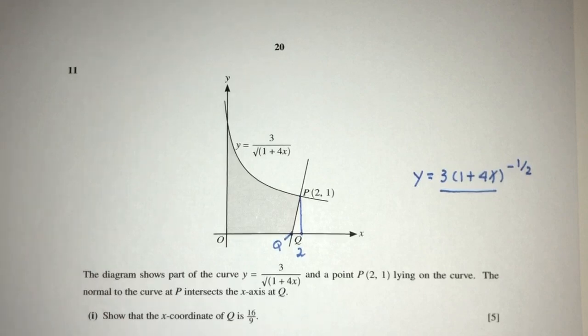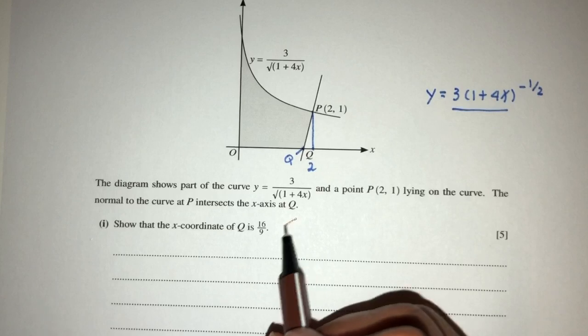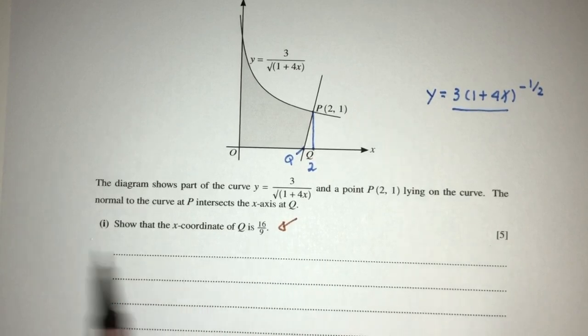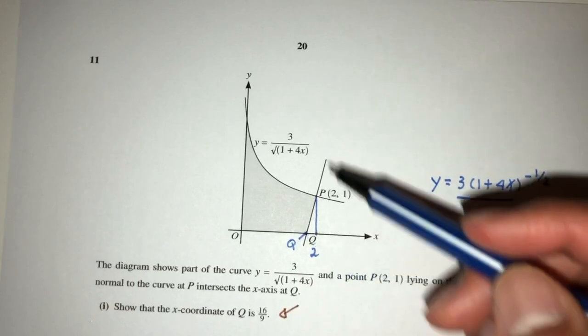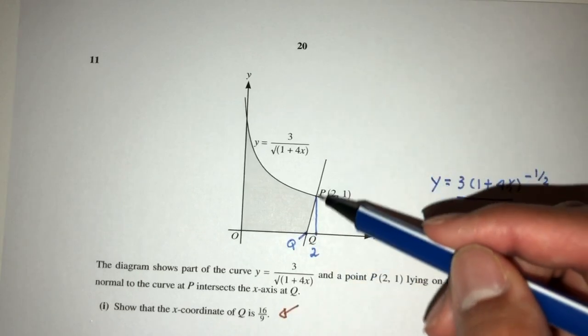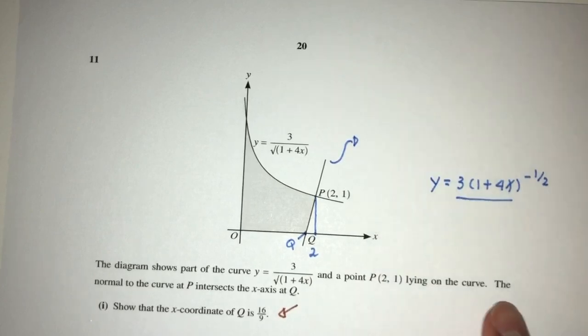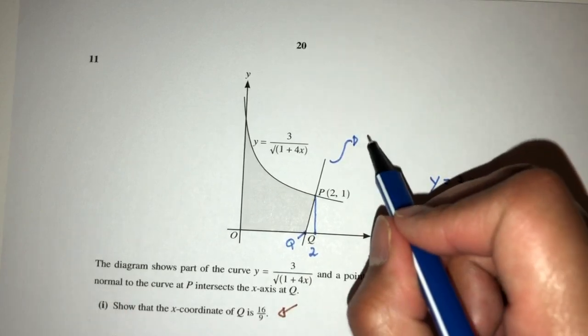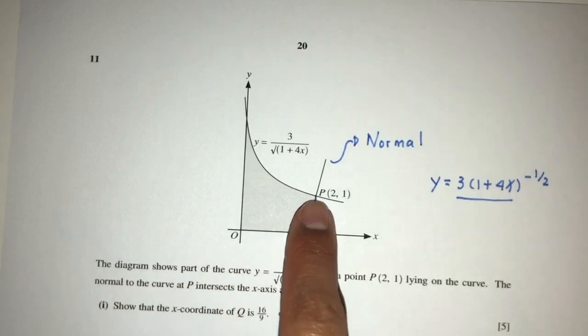That's the idea. So step by step, how are we supposed to find Q? The x value of Q is this. First things first, as we can see here, Q is obtained by the intersection between this line and the x-axis. Now, what is this line? This line is simply the normal to the curve at the point P.